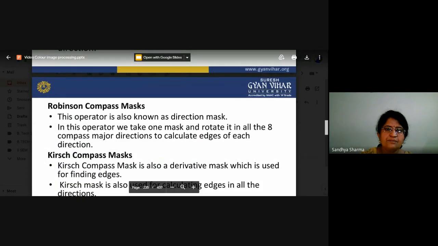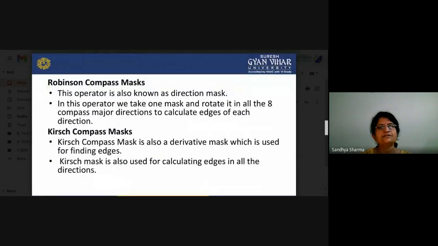Now, the Robinson compass mask. This operator is also known as a direction mask. In this operator, we take one mask and rotate it in all the 8 major compass directions to calculate edges in each direction. Then the Kirsch compass mask. That is basically a derivative mask which is used for finding the edges. The Kirsch mask is also used for calculating edges in all the directions.